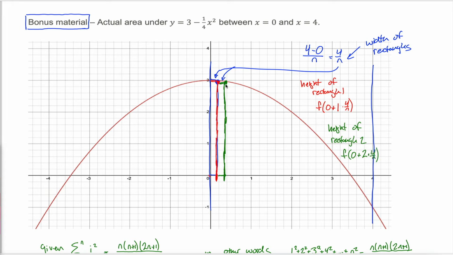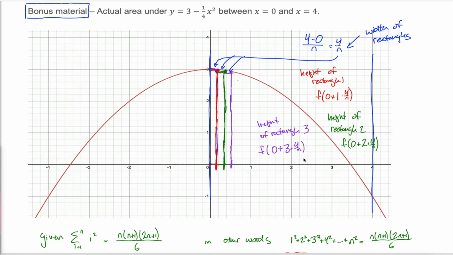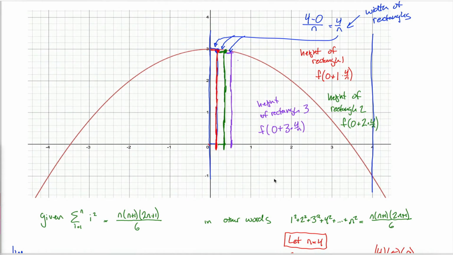And if I had a third rectangle, which I don't really want to draw, but I'm going to do it anyways, it would still have the exact same width, but to figure out its height, well, maybe you can see a little pattern here. It would be f of 0 plus 3 of these 4 over n's. 3 of the width of the rectangles gets me to this x value, and f of, because I want the y value. Just from looking at these 3 example rectangles, I think we can come up with an expression that exactly represents the area underneath this curve, and that's kind of cool.